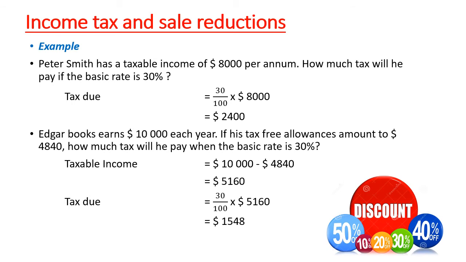$5,160. Now like the previous one, how to find the tax? The rate 30%, 30 divided by 100 times 5,160, you have to use here. The final answer $1,548.